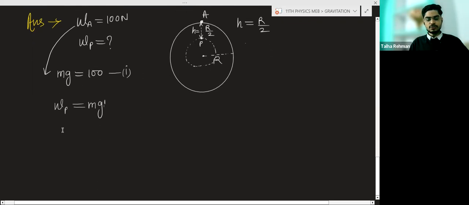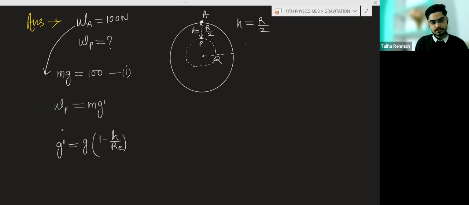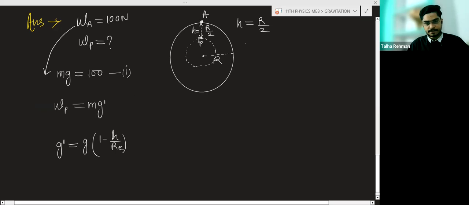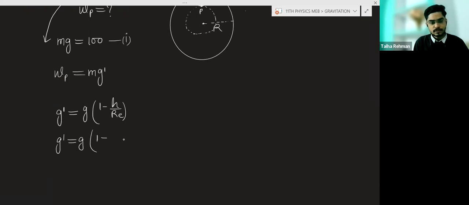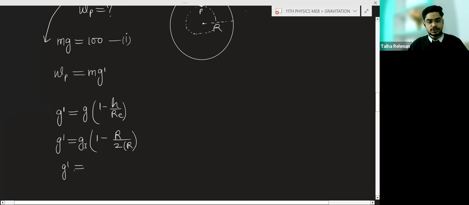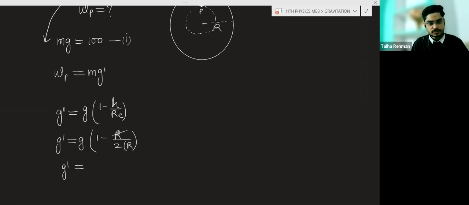Okay. So we will calculate g dash. The value of acceleration due to gravity at a depth h is given by g dash is equal to g(1 - h/Re). So what is h? h is R by 2, and the radius of the earth we have taken as R. So g dash is equal to g(1 - R/2R), and R will cancel out. So we will have 1 minus 1 by 2, which means 1 by 2. So g dash will be g by 2.